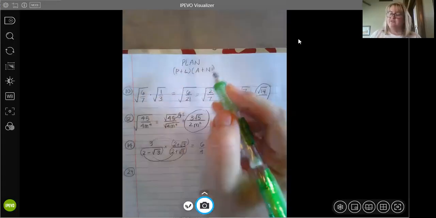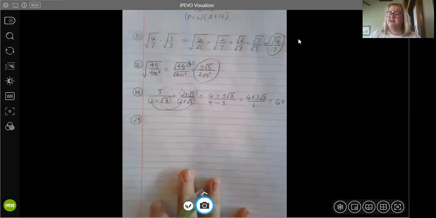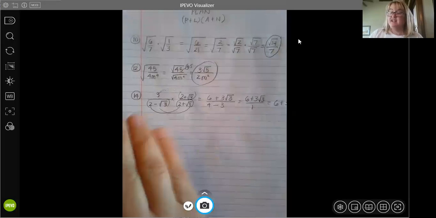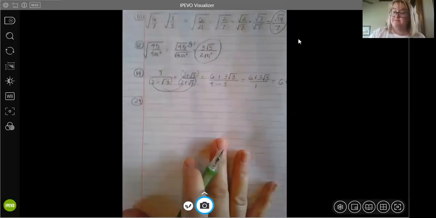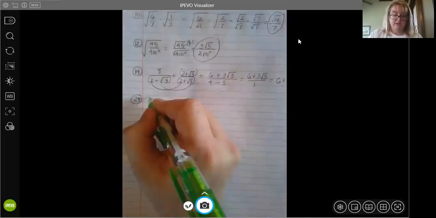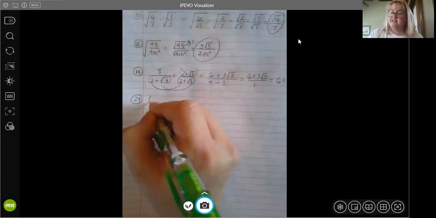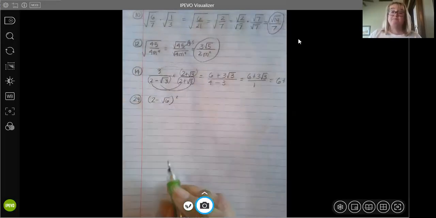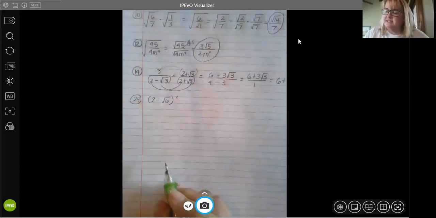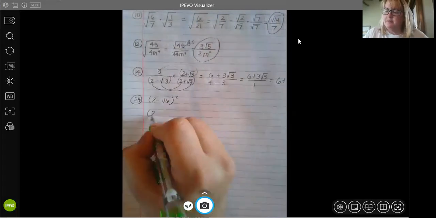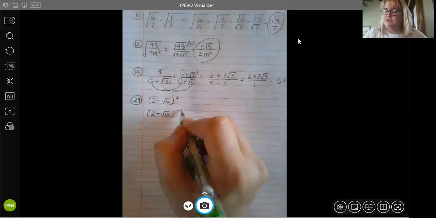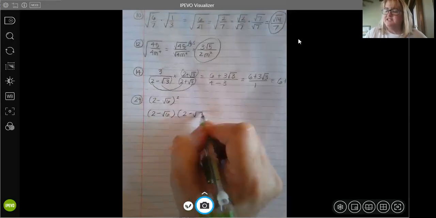So let's look at 24. I don't know if it'll explain 14. We may need to just put 14 to the side and not look at it and not think about it again. All right, 24 is 2 minus the square root of 6 squared, okay? That is the same thing as 2 minus the square root of 6 times 2 minus the square root of 6.